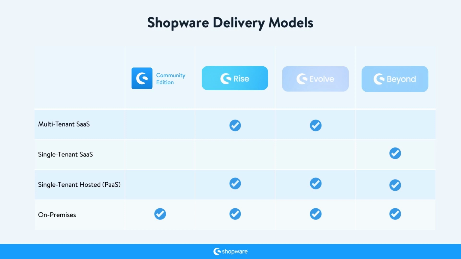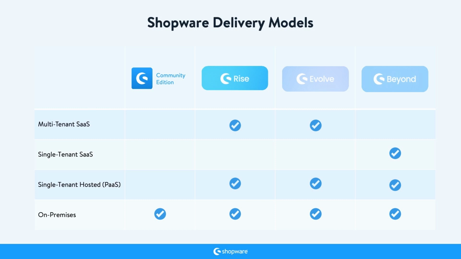With this model, Shopware manages both the infrastructure and application code, and instances share the same code base and infrastructure. This model allows for extensibility through dedicated APIs, third-party plugins, and themes, but the system code base is not accessible to merchants. Updates are managed by Shopware and are applied simultaneously to all merchants.